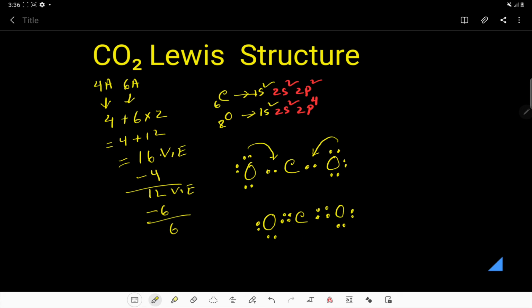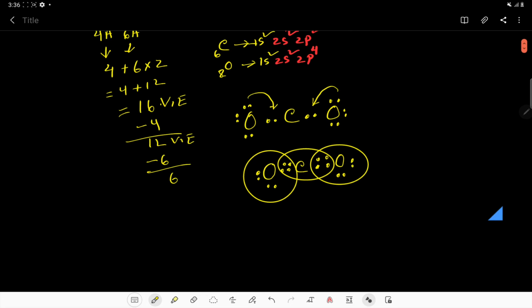Look, in this structure carbon now has 8 valence electrons, right? And this oxygen also has 8 valence electrons, and this oxygen also has 8 valence electrons. So this is the Lewis structure of CO2 or carbon dioxide, right?